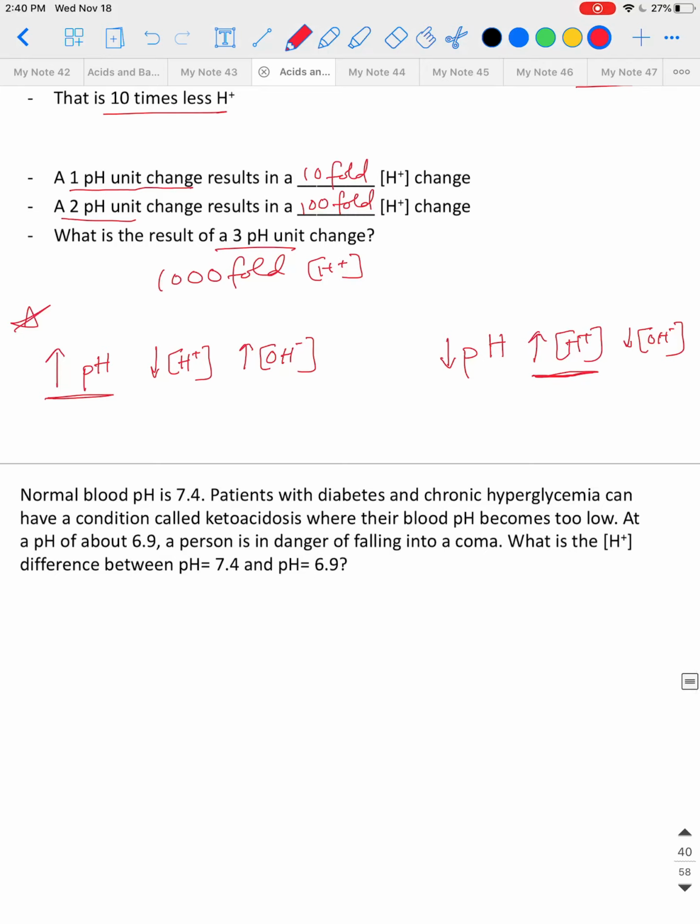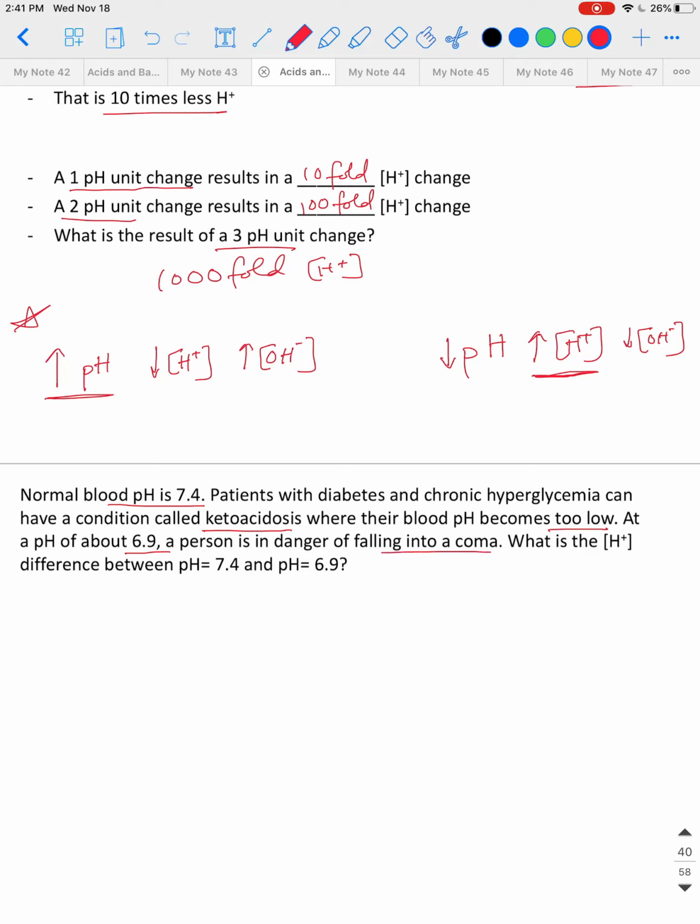And then really quick, we'll work this problem. It says normal blood pH is 7.4. That is physiological pH. Patients with diabetes and chronic hyperglycemia can have a condition called ketoacidosis, where their blood pH becomes too low, too acidic. So we call it ketoacidosis. It's an acidic blood pH. At a pH of about 6.9, a person is in danger of falling into a coma.